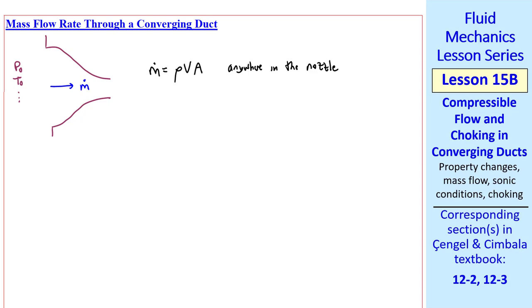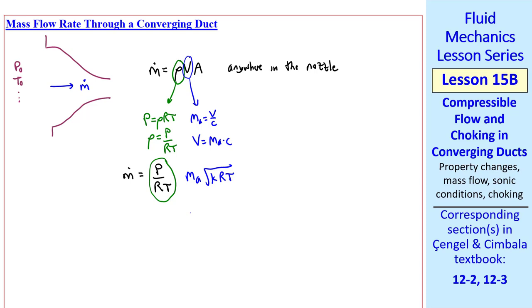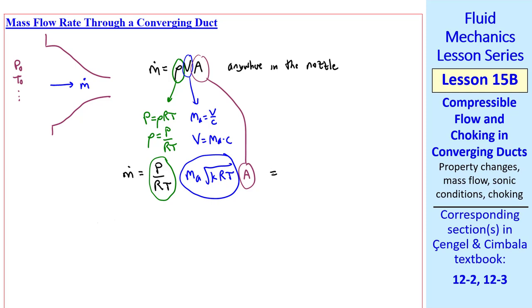Well, let's work on this equation from the ideal gas law. P equals rho R T, so rho equals P over R T. So we write that in place of rho. Mach number is V over C, so V equals Ma times C, and C is the square root of k R T. So we replace V by this expression, and A just comes along for the ride. We can combine the R and the T terms under one square root. So m dot is P A Ma, square root of k over R, times temperature to the minus 1/2.